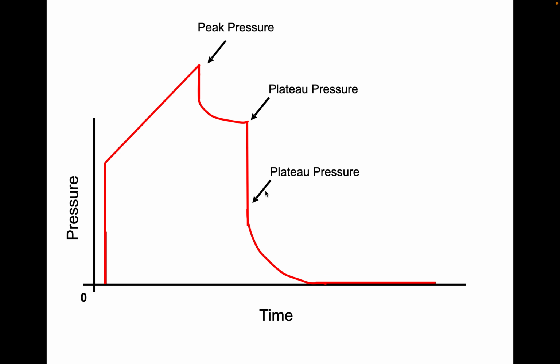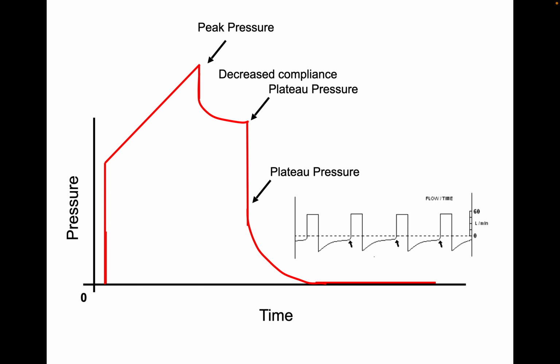Similarly, in this particular scenario, you could see that the peak pressure has gone up and the plateau pressure has also gone up. So probably there is a problem in the compliance, and this is classically seen in decreased compliance patients, where the flow time scalar looks something like this.